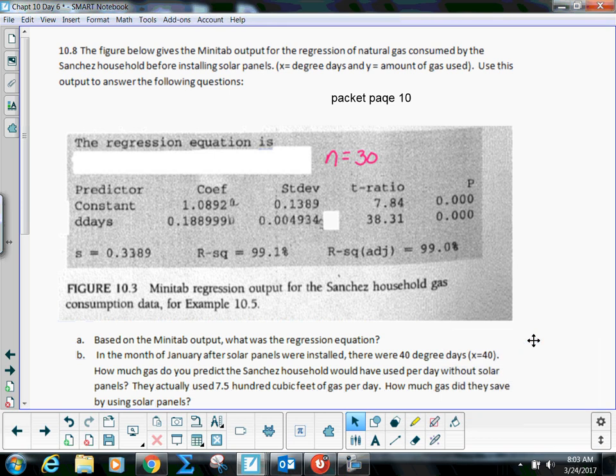So today is day 6, chapter 10. Yesterday I introduced you to the way the Minitab output looks and how to interpret it. And today we're going to continue with that. Now today there's even more information given in the output than there was yesterday, and I want you to recognize it when you see it.